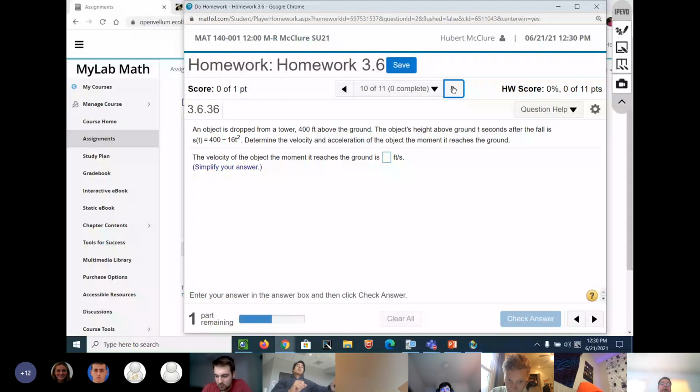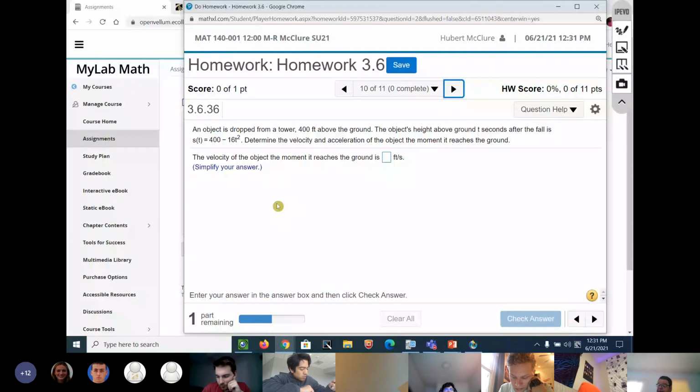There we go. It says an object is dropped from a tower 400 feet above the ground. The object's height above the ground, t seconds after the fall, is s of t equals 400 minus 16t squared. Determine the velocity and acceleration of the object the moment it reaches the ground. Well, you're going to have to take the first and second derivative. So this is s of t equals negative 16t squared plus 400.